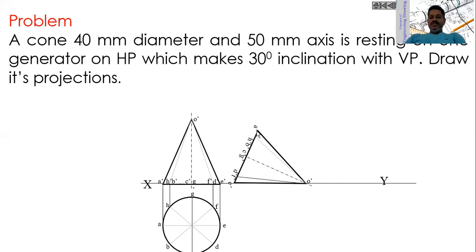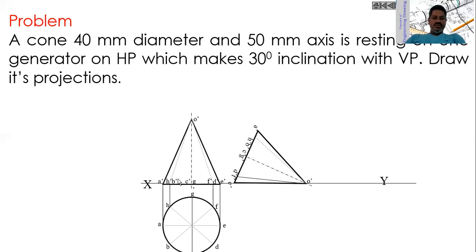Then join all these points: A dash, O dash, E dash. That will be the front view of the cone when one of the generators of the cone is lying on HP. Then, using the compass, transfer or locate all these points: H dash, B dash, C dash, G dash, and D dash, F dash.